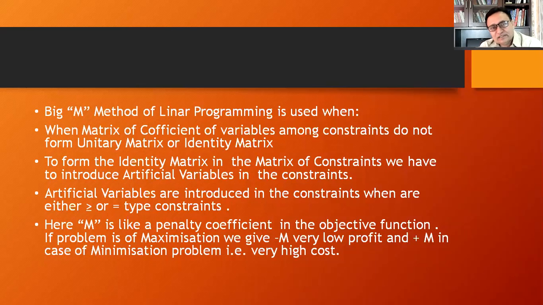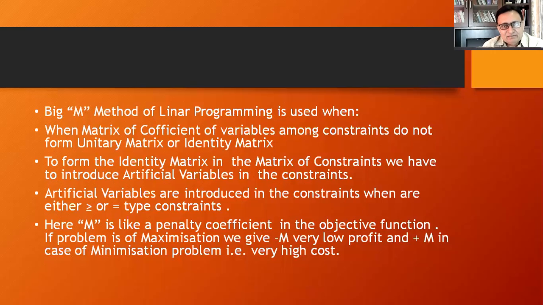So when there is an introduction of artificial variables to form a unitary matrix or identity matrix among the constraints, then it is not possible to solve it with the help of the general simplex method. Then you have to take the help of either the Big M method or two-phase simplex methods. So artificial variables are basically introduced in the constraints where either greater than equal to type constraints or equal to type constraints are there.